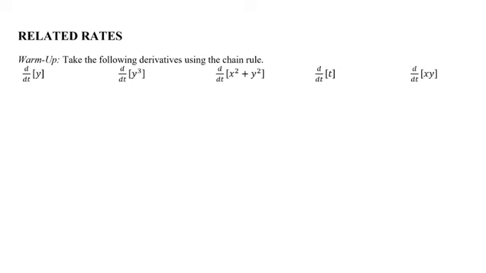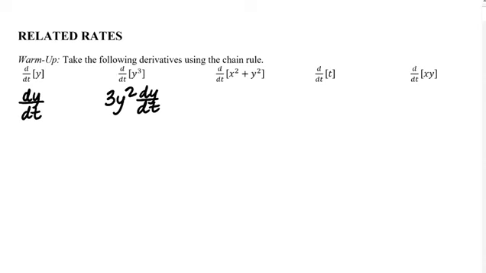I'll start out by taking the derivative of y with respect to t. The derivative of y with respect to t is just going to be dy dt. The derivative of y to the third with respect to t: the derivative of a thing to the third is going to be 3 times that thing squared times the derivative of that thing. The derivative of y with respect to t is going to be dy dt.